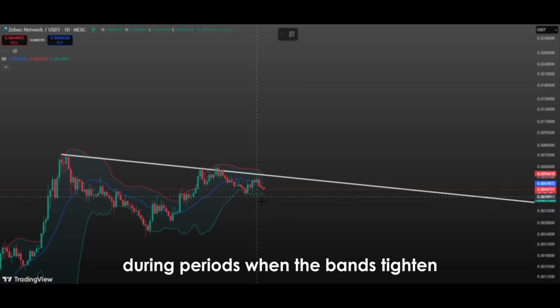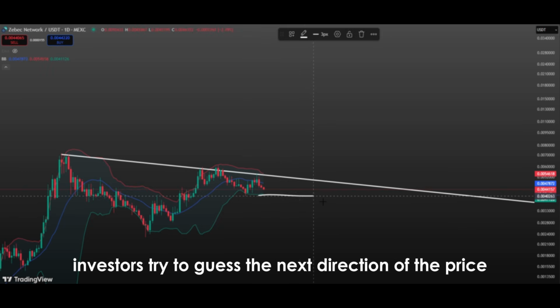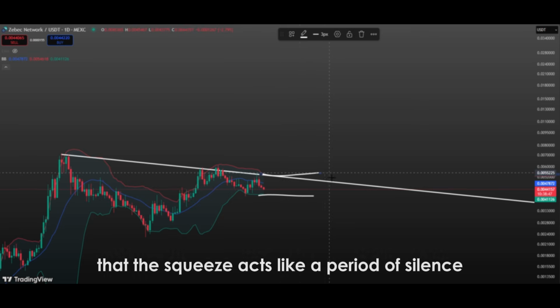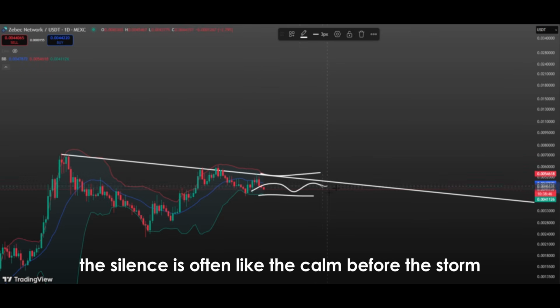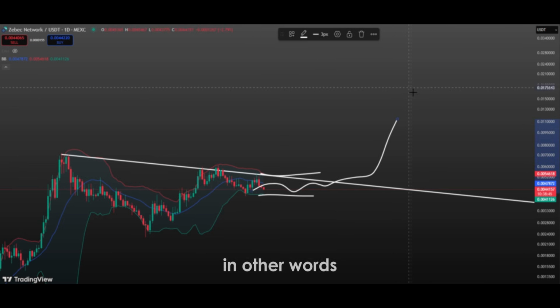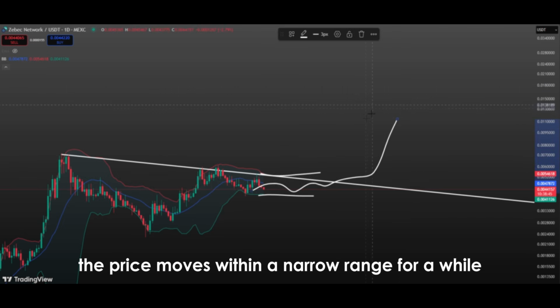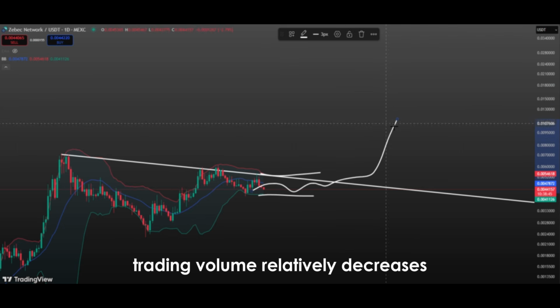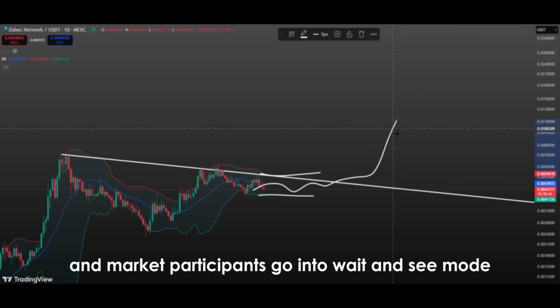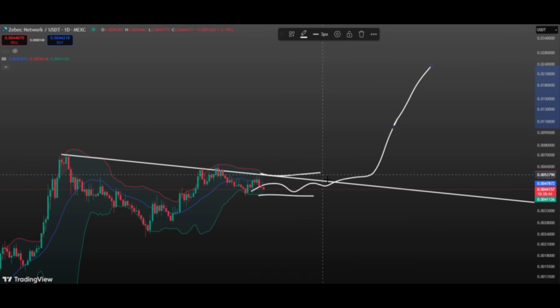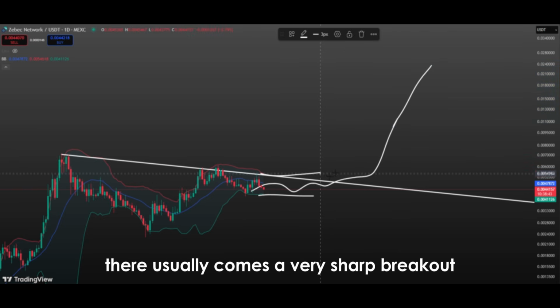During periods when the bands tighten, most investors try to guess the next direction of the price. However, the key point is that the squeeze acts like a period of silence. This silence is often like the calm before the storm. In other words, the price moves within a narrow range for a while, trading volume relatively decreases, and market participants go into wait-and-see mode. But after this squeeze phase, there usually comes a very sharp breakout.